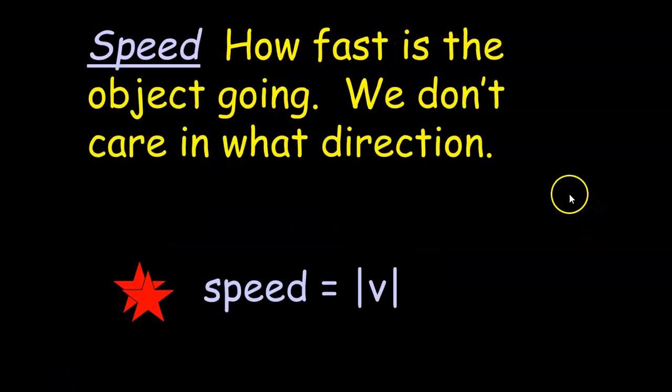I've been talking a little bit about speed. Speed is how fast your object is going, and it doesn't matter what direction. Here you can see that speed would be the absolute value of velocity, so it would be positive no matter what.